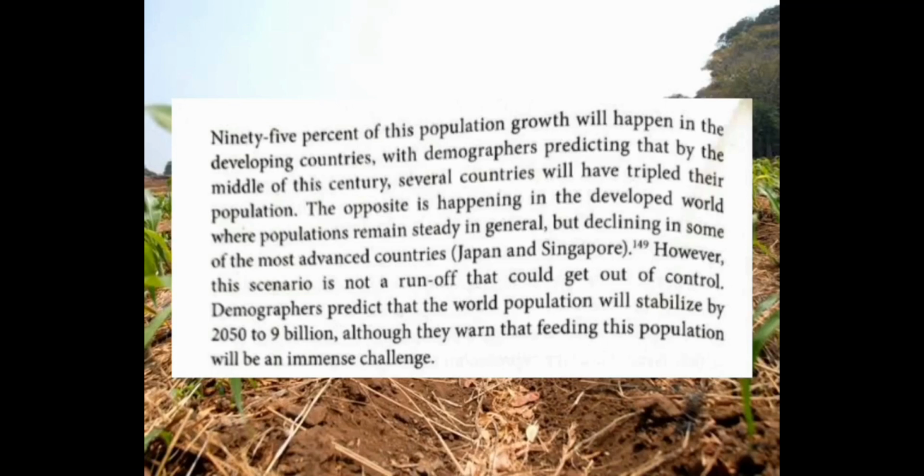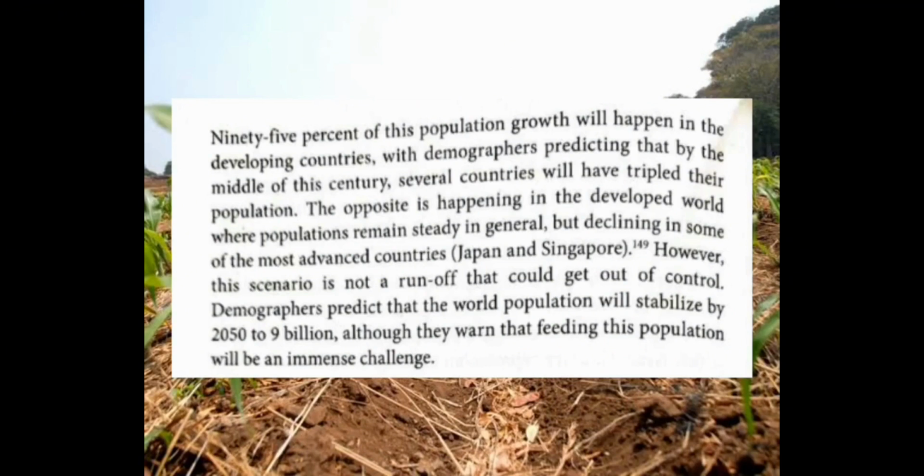So demographers predict that the world population will stabilize by 2050 to 9 billion, although they warn that feeding this population will be an immense challenge. So the demographers predict that our human population around the world will stabilize by 2050 to 9 billion.